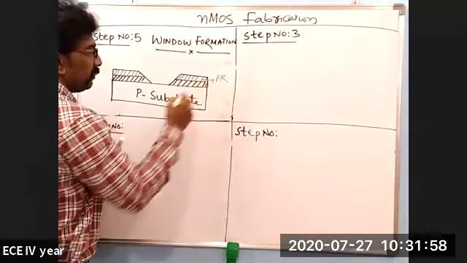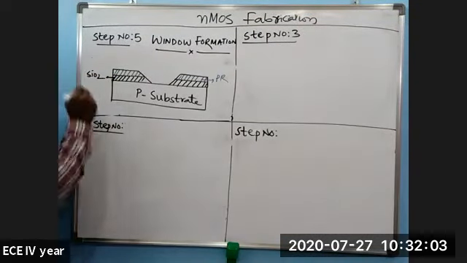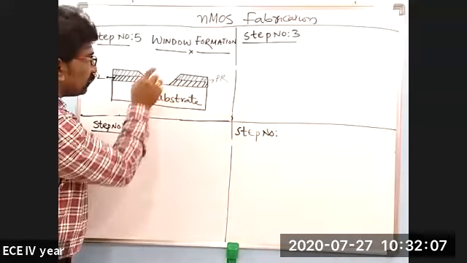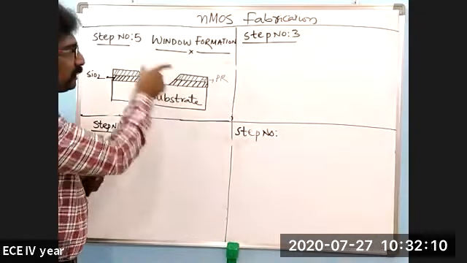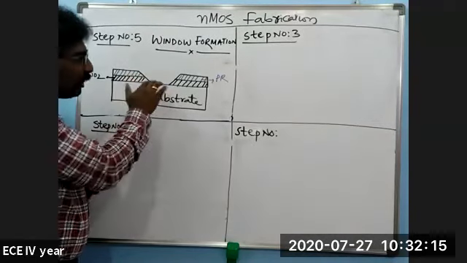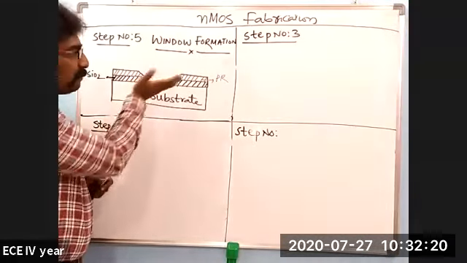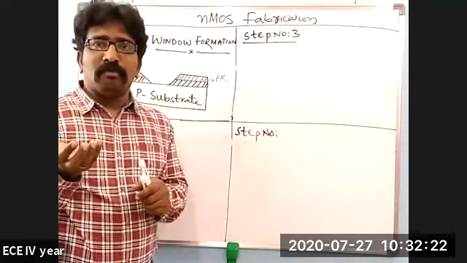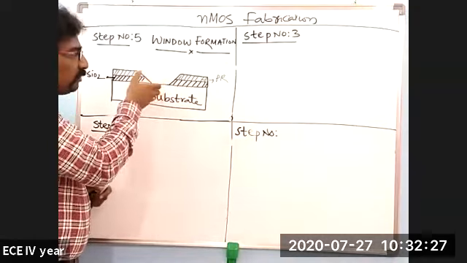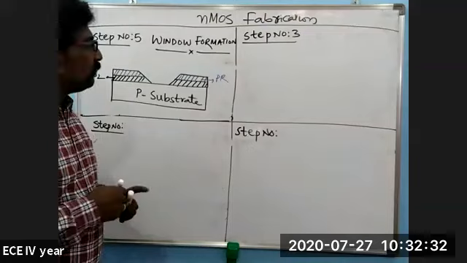This is PR, and this one is SiO2. You can see the region which was in the middle in the fourth step is now completely etched off. It is removed up to the surface of the P substrate. Once the layers have been removed, we can easily form the two different kinds of terminals here. First we'll form the two, and later the third one will come into the picture.